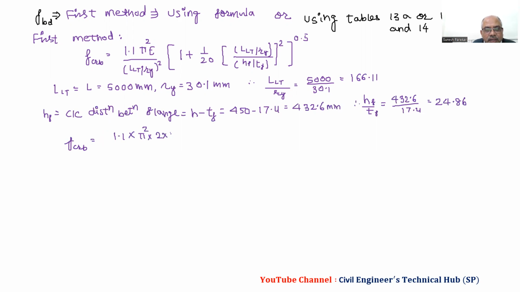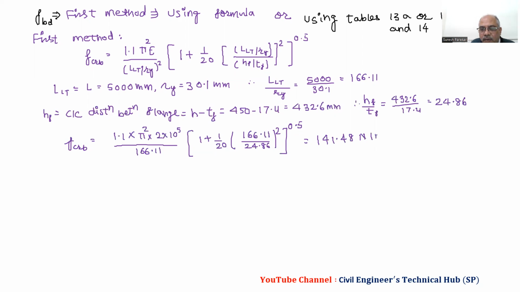And we will substitute these values in FCRB, and from this we will get 1.1 into pi square. Value of E is 2 into 10 raised to 5. LLT upon RY we have 166.11 in bracket 1 plus 1 by 20 in bracket 166.11 divided by 24.86 whole square to the power 0.5. And from this we will get value of FCRB 141.48 Newton per millimeter square.